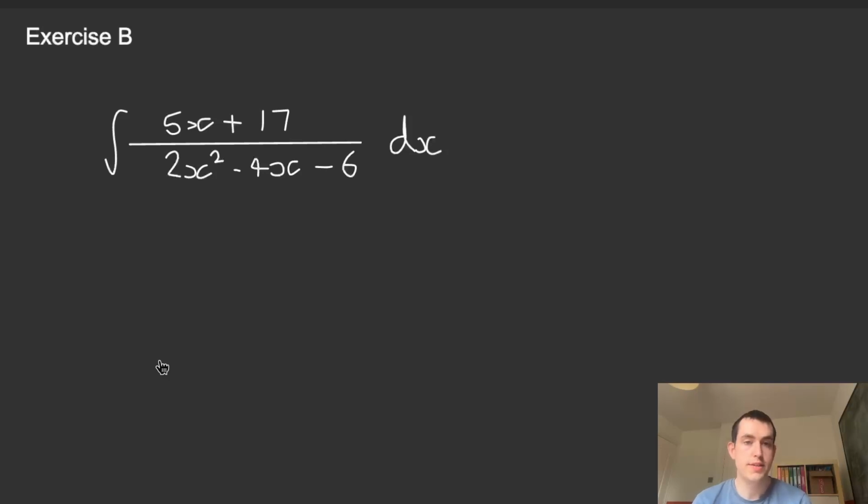Could you integrate 5x plus 17 all divided by 2x squared minus 4x minus 6? If you try the ln rule straight away, you'll see that it won't work. So you'll have to put it into brackets, put it into partial fractions, and use the ln rule twice from there. Let me know what you get below.